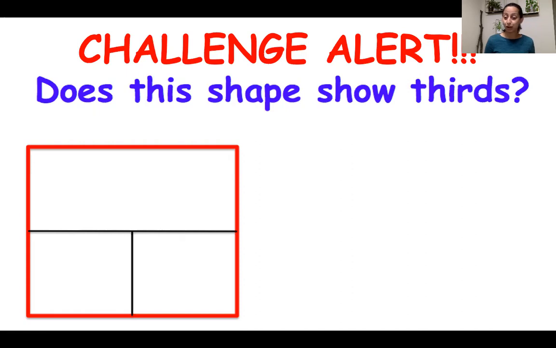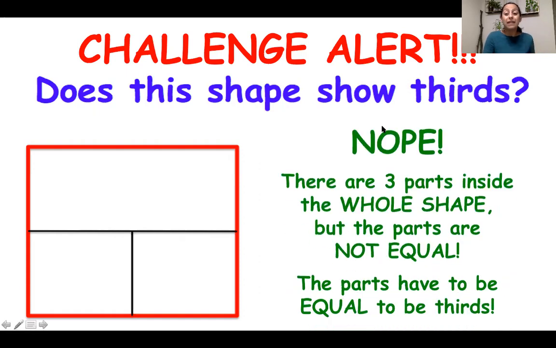All right, friends. So what do you think? Thirds or not thirds? Nope. This does not show thirds. There are 3 parts inside. That's true. 1, 2, 3. There are 3 parts in the whole shape, but the parts are not equal. These 2 parts are equal, but this one is not the same as these 2 parts. So it can't be thirds because the parts have to be equal to be thirds.